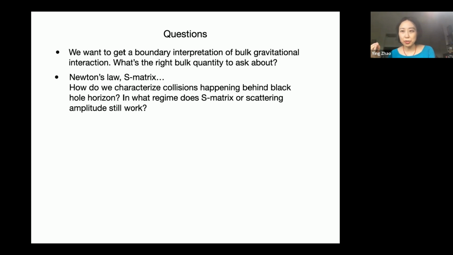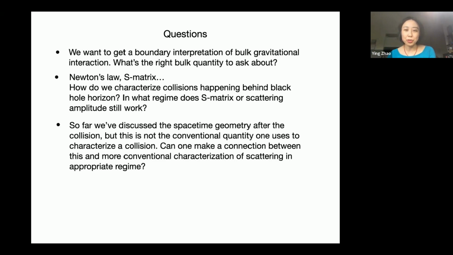High energy collision was mostly discussed with the S matrix. But in this case, the collision actually happens behind the black hole horizon. So this is a regime that was not studied before. We don't even know what's the right quantity to ask about, because in order to define the S matrix, you need to have asymptotic in states and out states. Here you don't have out states. How do you define the S matrix? What's the right quantity to talk about?